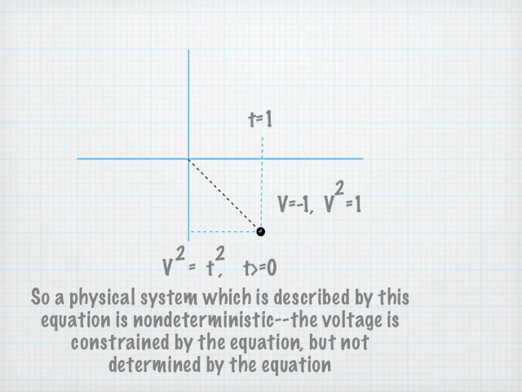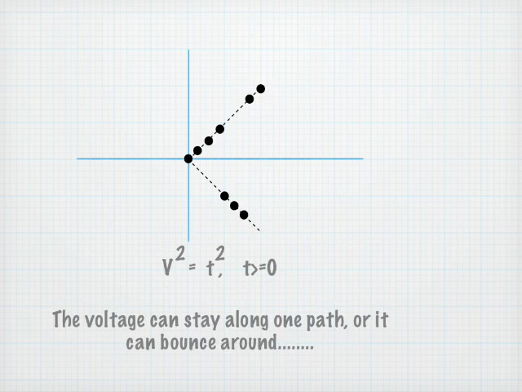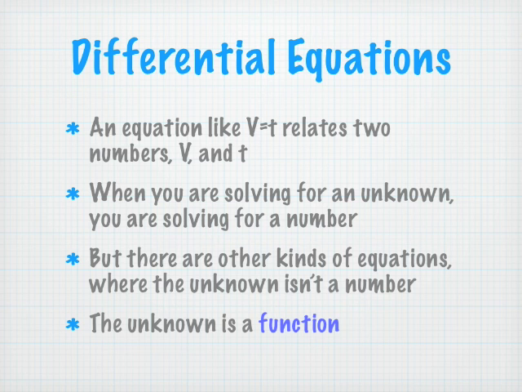Okay, so if this equation truly does describe a physical system, then this physical system is non-deterministic. The equation just doesn't specify. The equation is ambiguous as to what the voltage will be at any given time. It could act like this: the voltage could stay along one path, just ramping up, or it could bounce around, kind of like this. It is just non-deterministic, right?